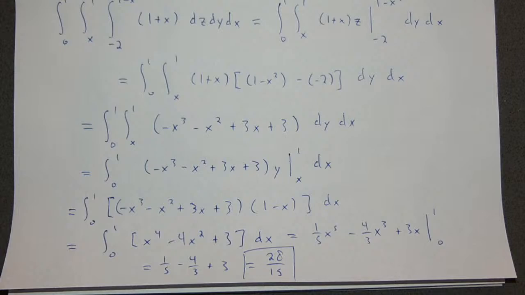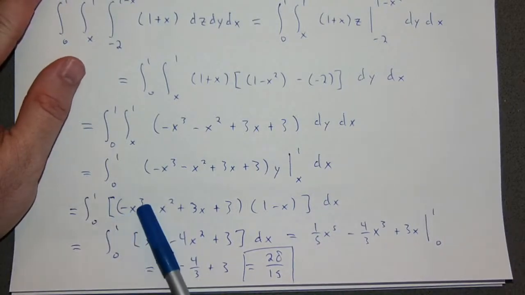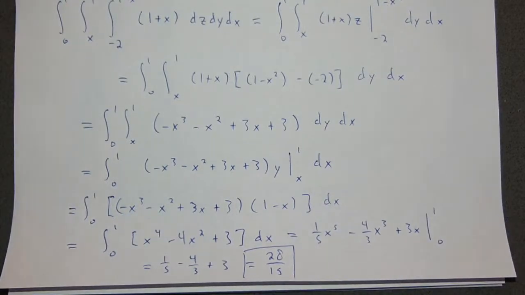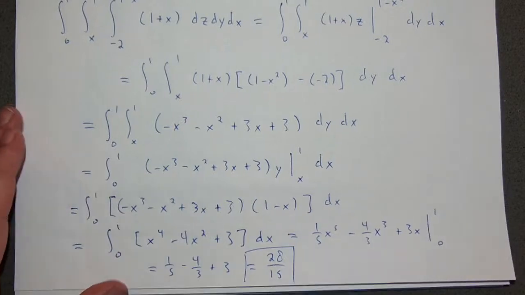Is the x to the 4th not negative? No, because it's minus x times minus x cubed. Yeah, so this is right, I think. I think this is all right.